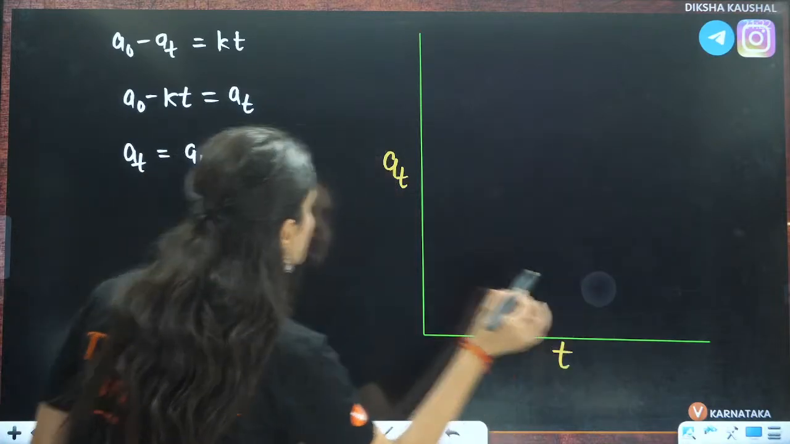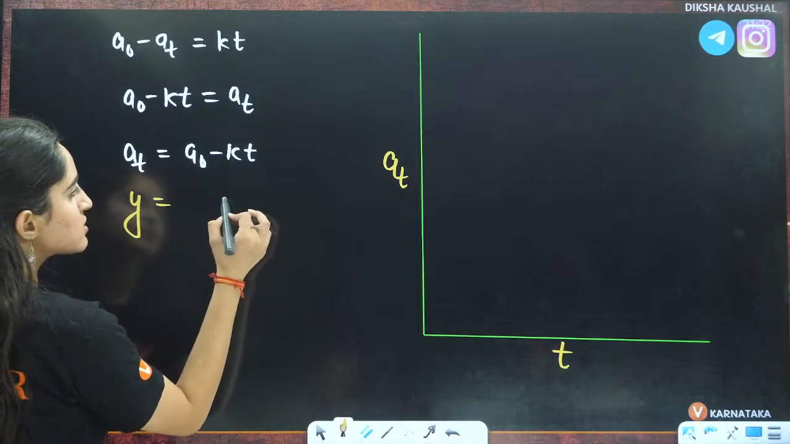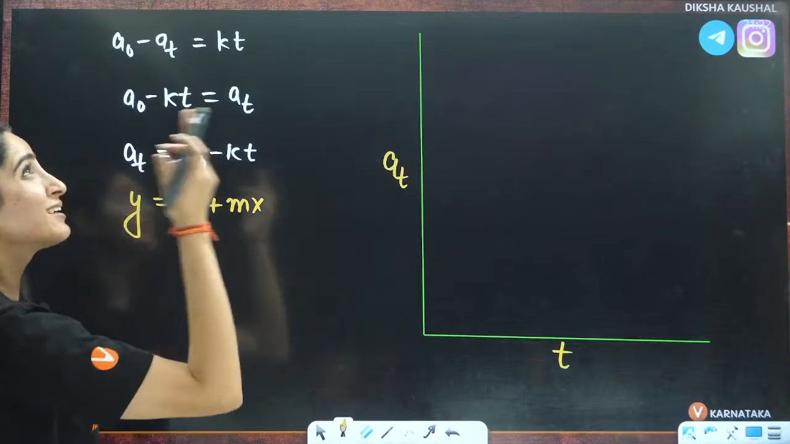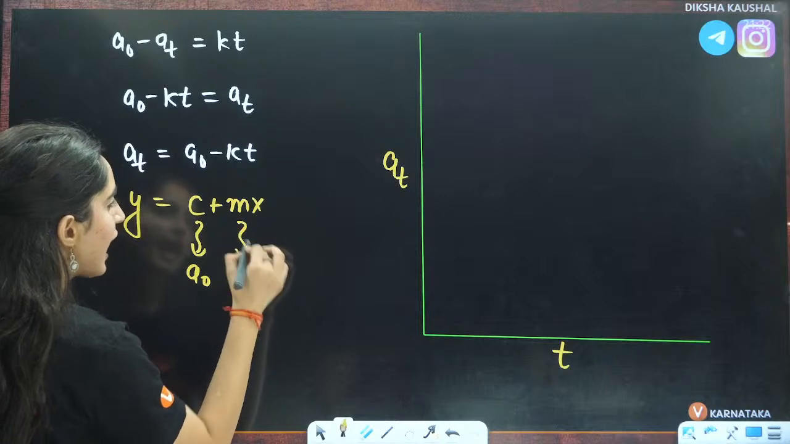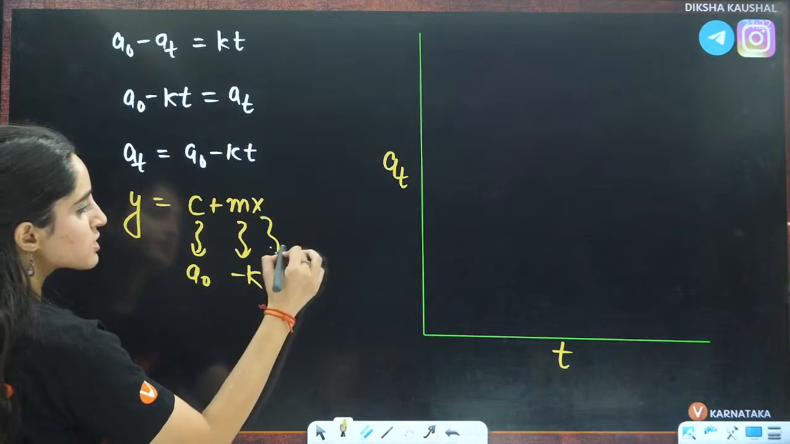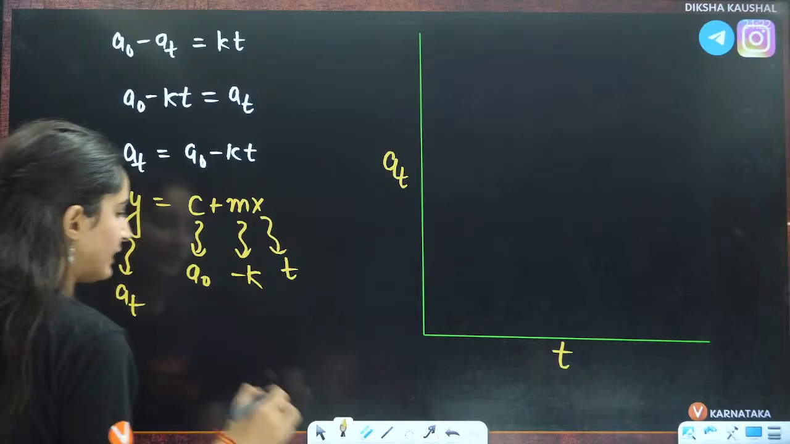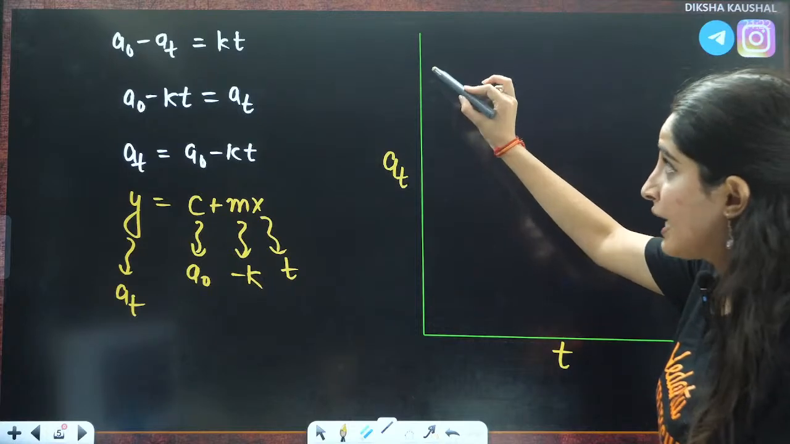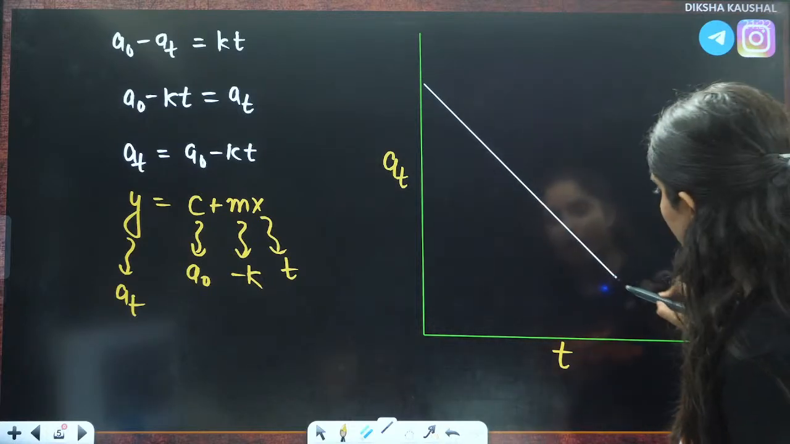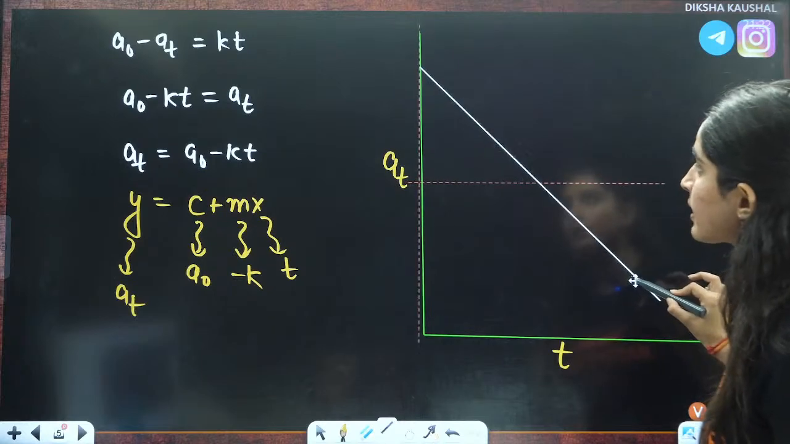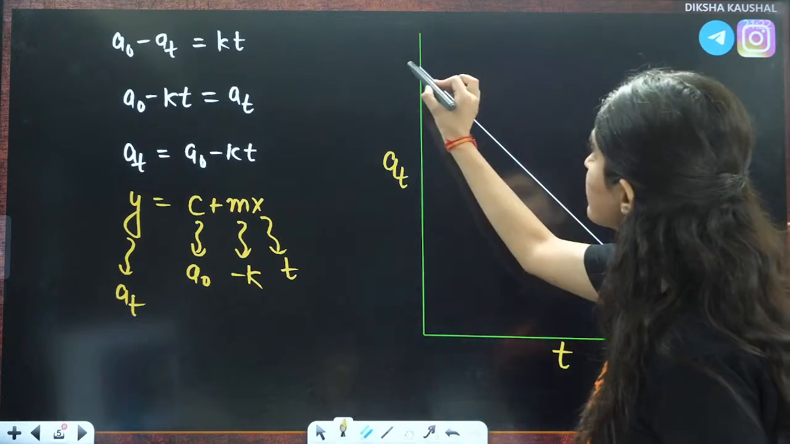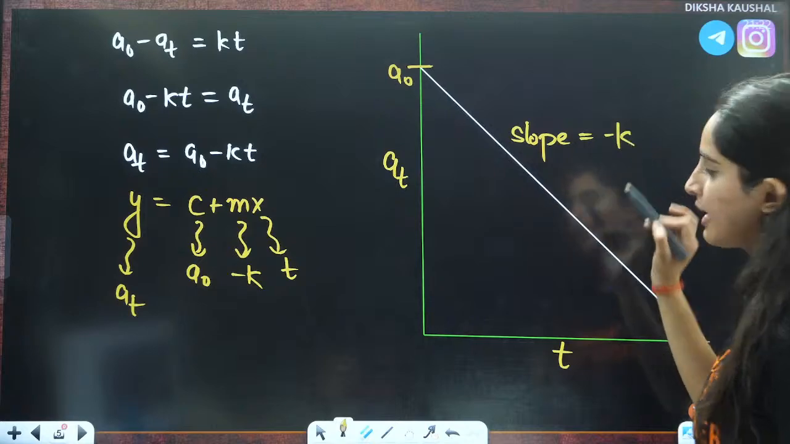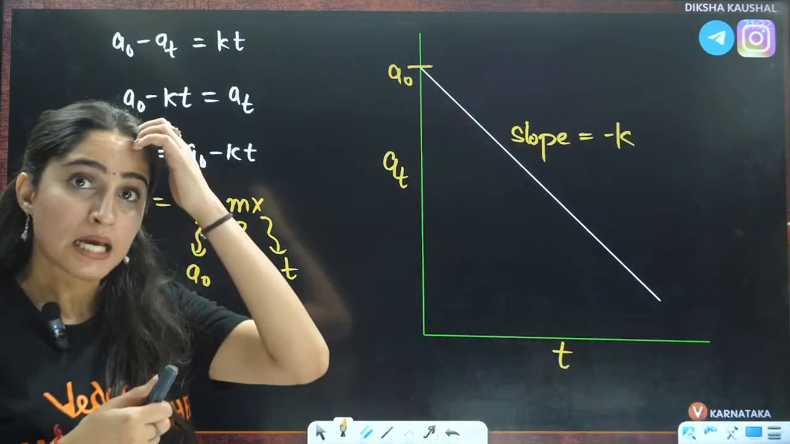If you compare this with y equals mx plus c, the intercept will be equal to A naught. That's why the slope should be negative. M is equal to minus k, x is equal to t, y is equal to AT, and the intercept is A naught and the slope is negative, so the graph will be like this. This will be your A naught and the slope is going to be minus k.